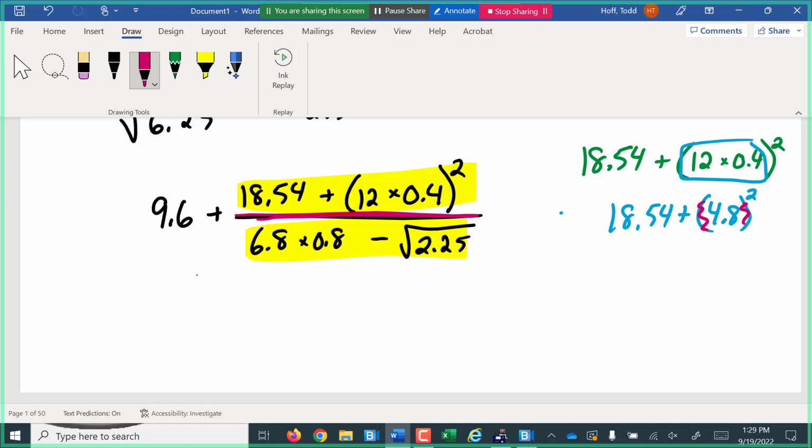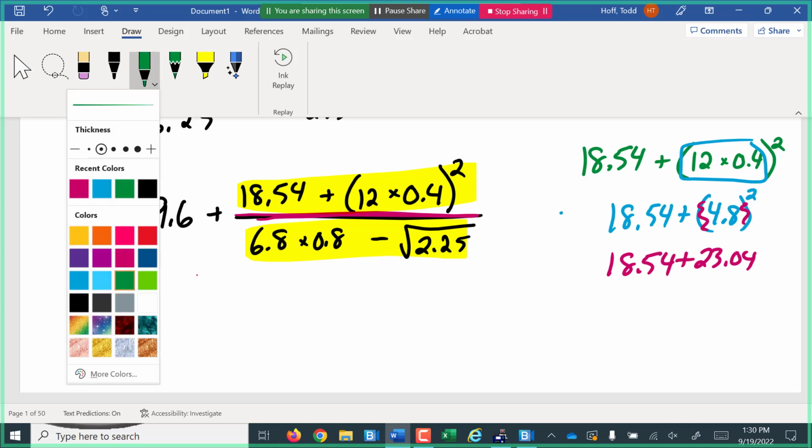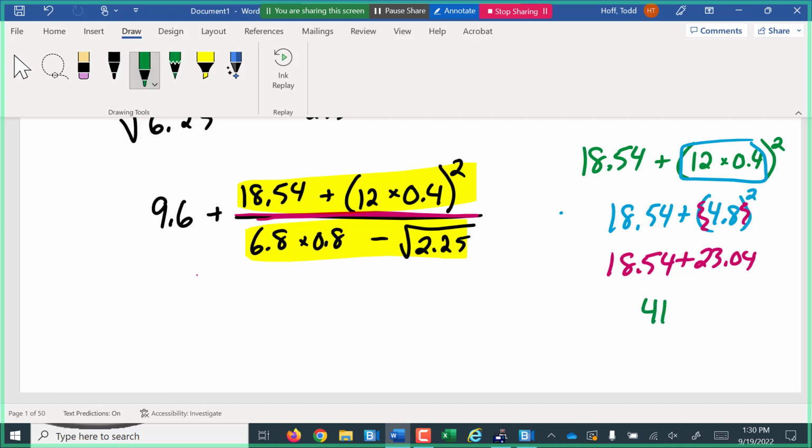Of course, the next thing that needs to be done then is the 4.8 squared. What does that give us? 23.04. Good. And all that's left is to add. So we have 18.54 plus 23.04 is 41.58. So that's what we get on the top.